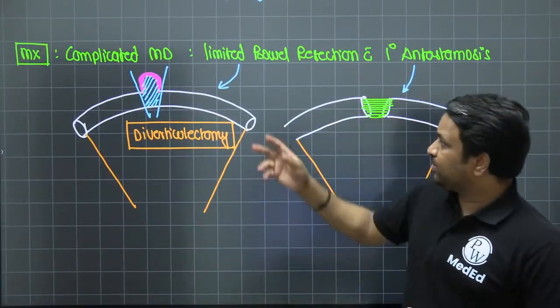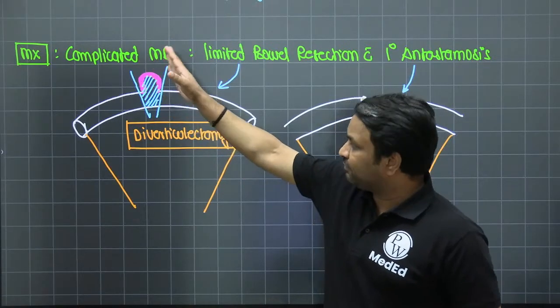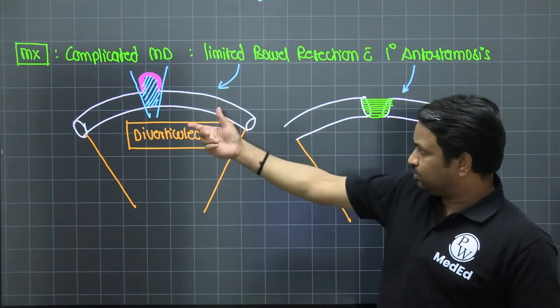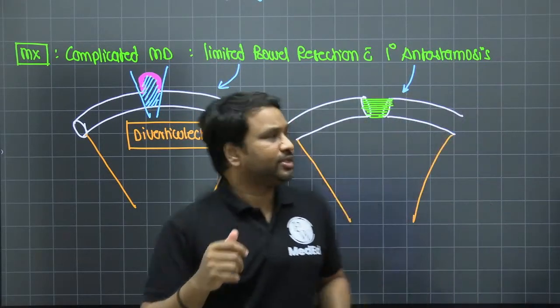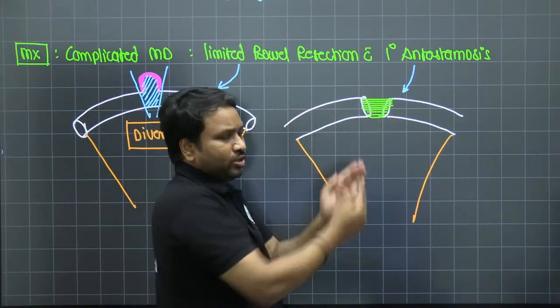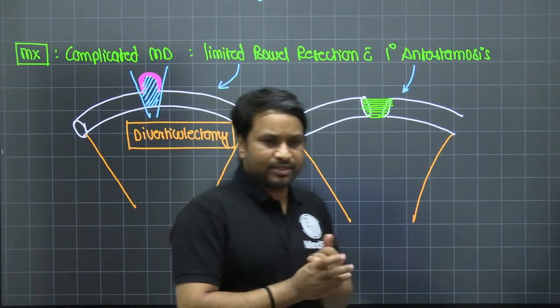In limited bowel resection you resect the end of the diverticulum with the bowel part also, then you anastomose these two. Okay, cut from here and join here. This is what we call limited bowel resection, right?